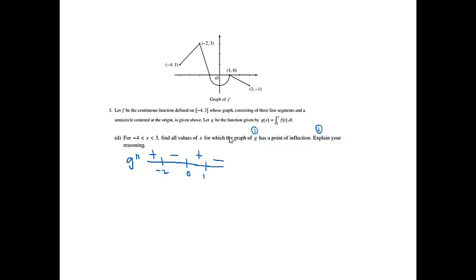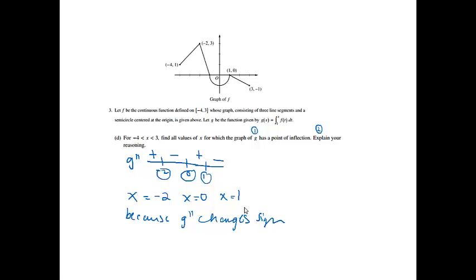So when it's asking for all values of x that are points of inflection, each of these values would be points of inflection. So points of inflection occur at x equals -2, at x equals 0, and at x equals 1. And my reasoning would be because g double prime changes sign. And this problem would have been worth 2 points, 1 point for all 3 points, and then 1 point for the correct reasoning.